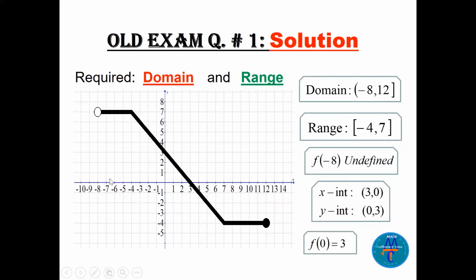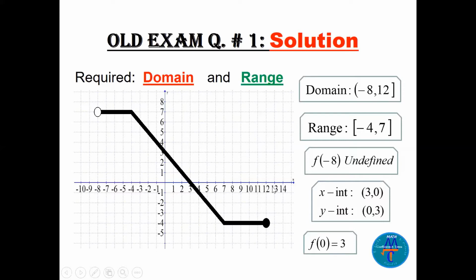F of minus 8, where is minus 8? See, minus 8 is open here, so it is undefined. There is no value for y if x is minus 8. Let me say that again: f of minus 8 is undefined, which means there is no value for y if x is minus 8. The x-intercept here is the point 3, 0. The y-intercept is 0, 3. For f of 0, we take 0 on the x and go to the graph, and it is 3 also. So this is the same as the y-intercept.